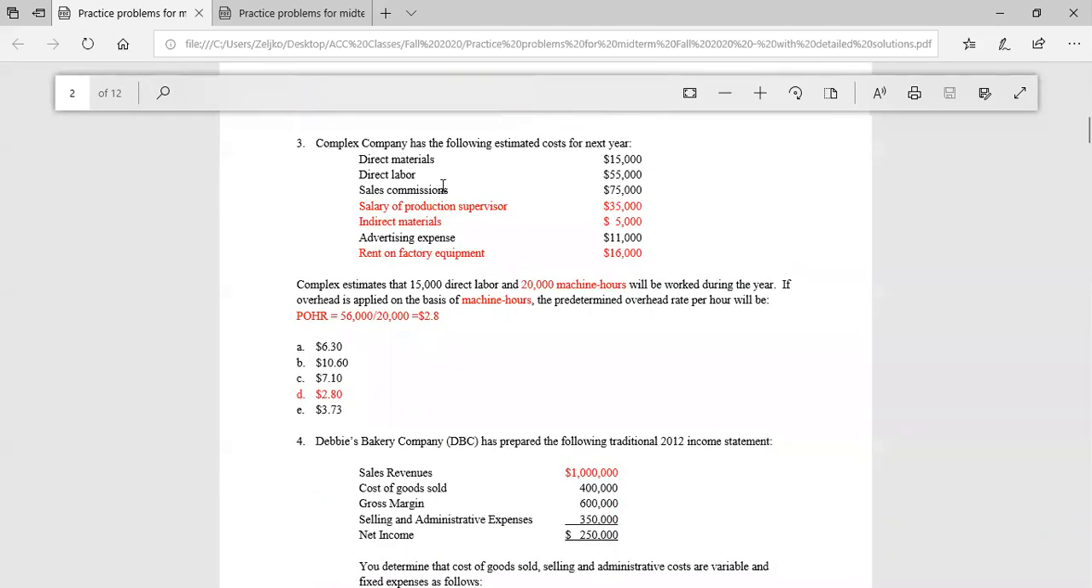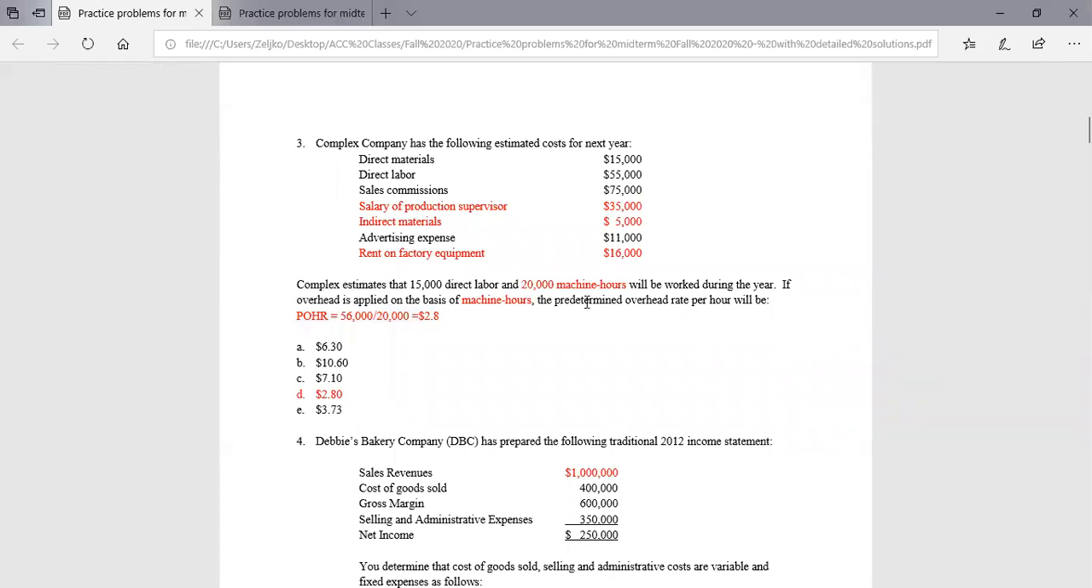This company has the following estimated cost for the year. Okay, what are these costs? Let's see if we care about all of them. What's the question? If overhead is applied on the basis of machine hours, the predetermined overhead rate per hour will be what? That's the question. But of course, the question ends here. So we are looking for the predetermined overhead rate.